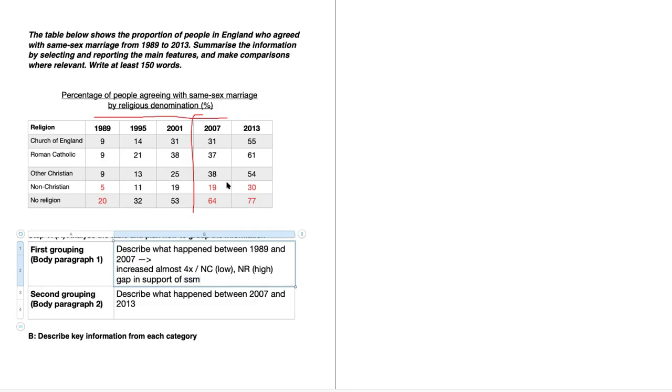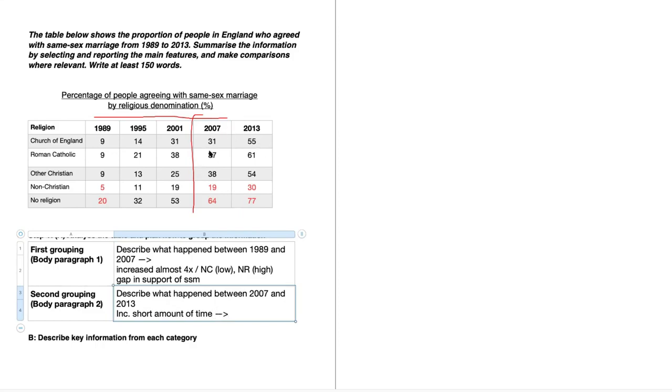Now for body paragraph 2, I am going to talk about support from all of the religions and how this increased in a short amount of time. So this is very important, and this is why our second grouping has just 2007 and 2013. I'm going to talk about the proportion of Christians pretty much doubled between 50 and 60%.